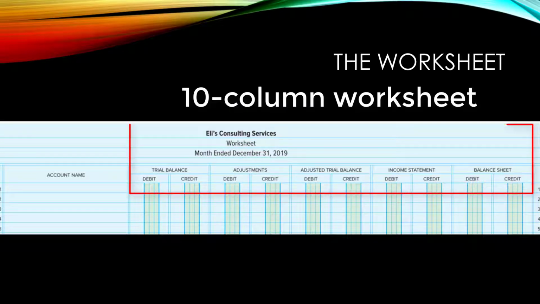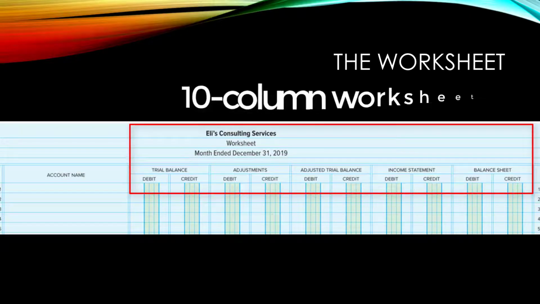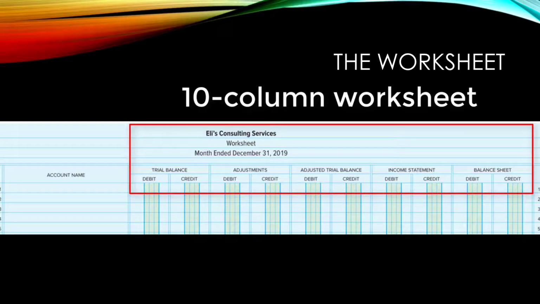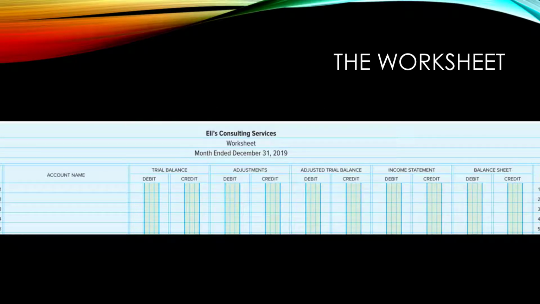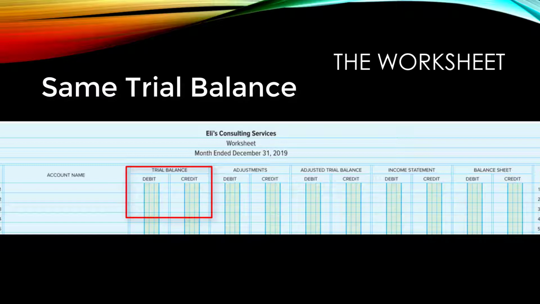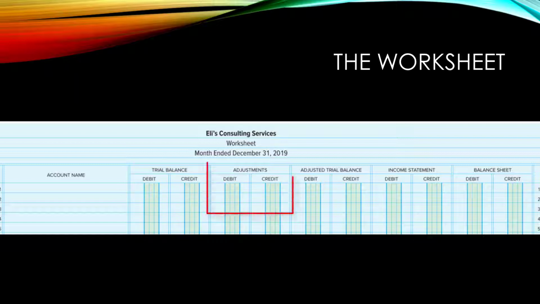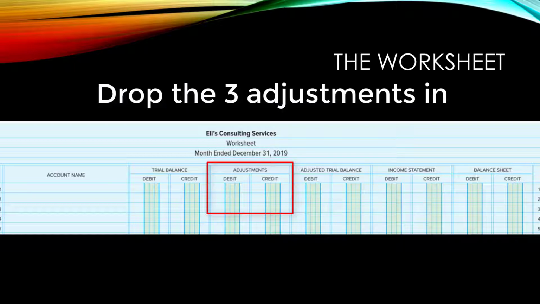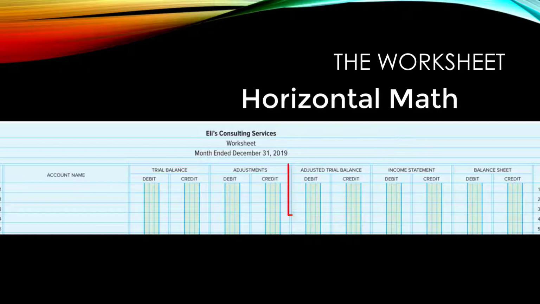You'll notice that there are 10 columns. That's why this is known as the 10-column worksheet. Let's preview what's ahead. The first 2 columns are the exact same trial balance that we've been dealing with. Because we learned that there are 3 adjustments that are needed to comply with the matching principle, the next 2 columns will be used to record the adjustments. The next set of columns are the adjusted trial balance columns.